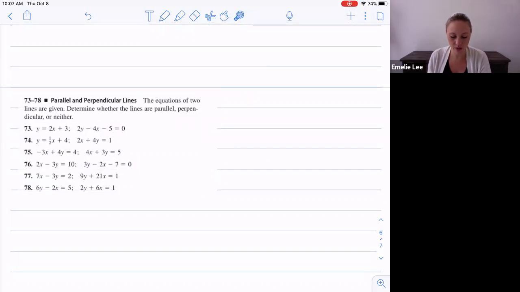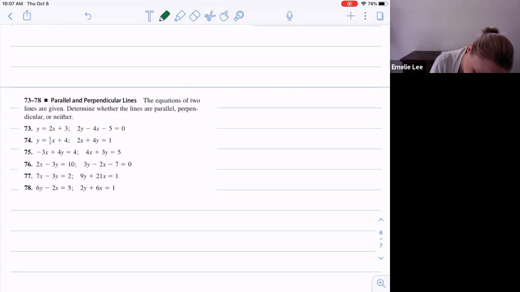So the equations of two lines are given. Great. Determine whether the lines are parallel, perpendicular, or neither. It can be neither. So here I've got just two equations of a line. This one's in slope-intercept form, and this one is in the general form, right? As long as we're recognizing that all of these are just lines, then we can solve for the slope, right? We can figure out what the slope is for each of these, and then we can go from there, right?